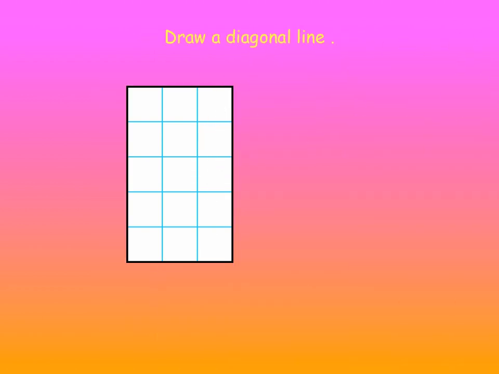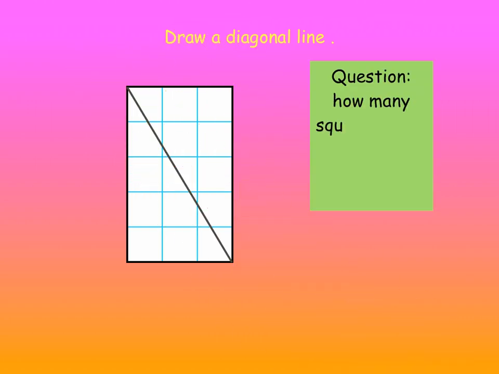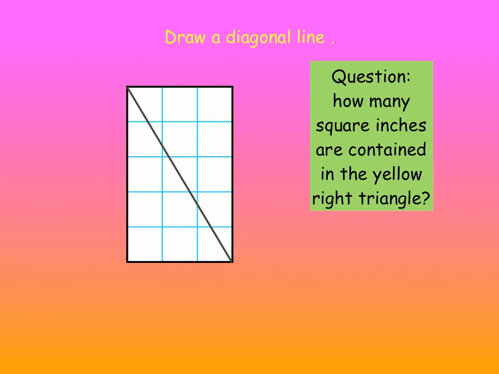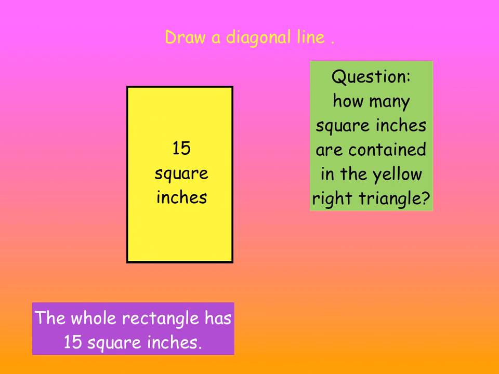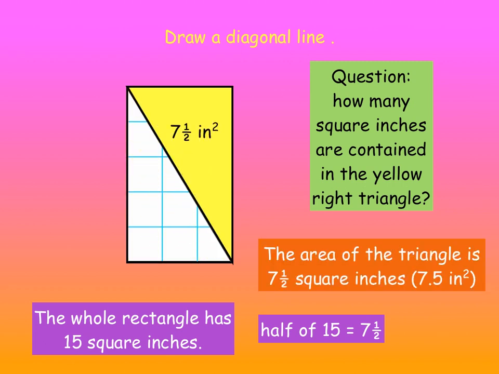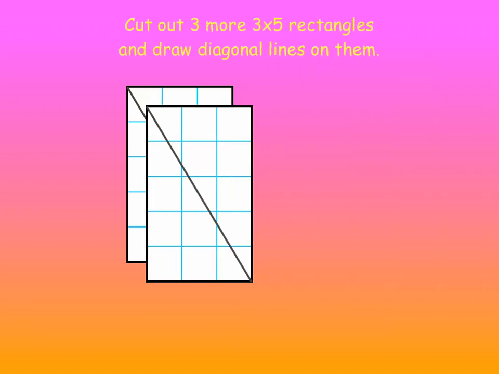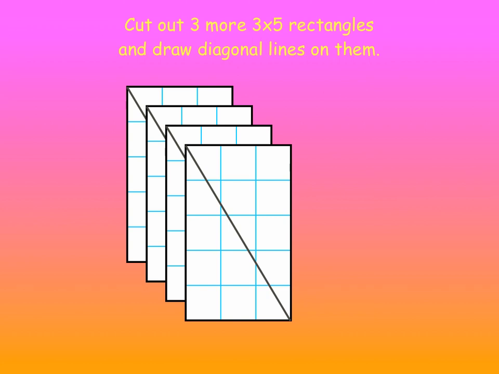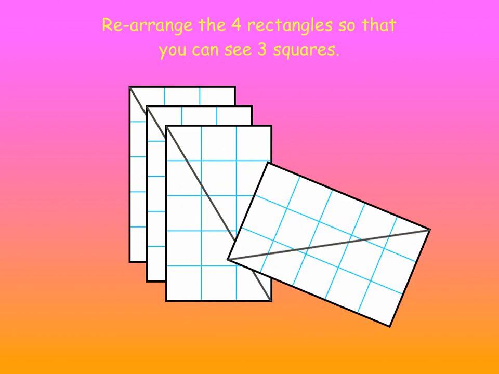Draw a diagonal line. How many square inches are contained in the yellow right triangle? Well, the whole rectangle has 15 square inches, so half of 15 is 7.5. So the triangle has 7.5 square inches. Cut out 3 more of these 3x5 rectangles and draw diagonal lines on them. Rearrange the 4 rectangles so that you can see 3 squares.